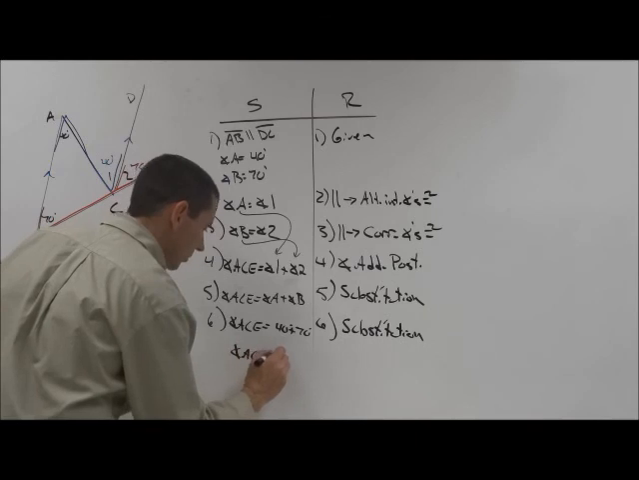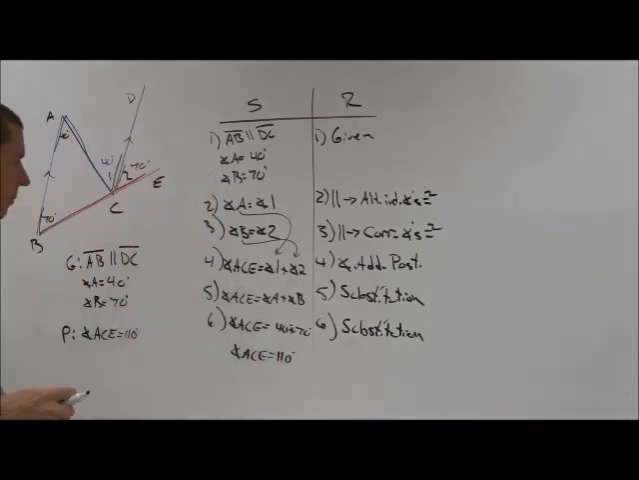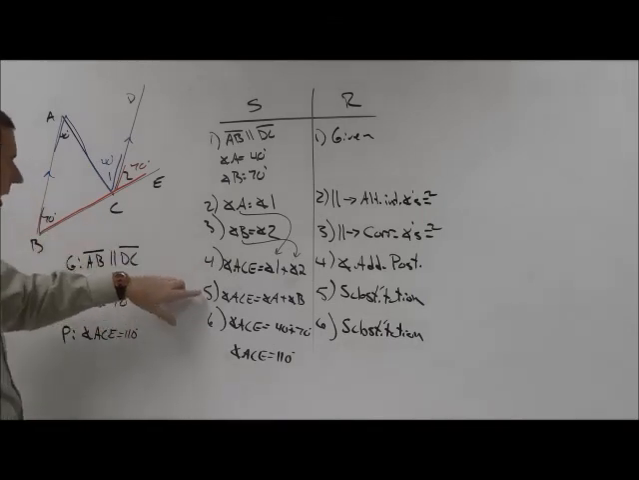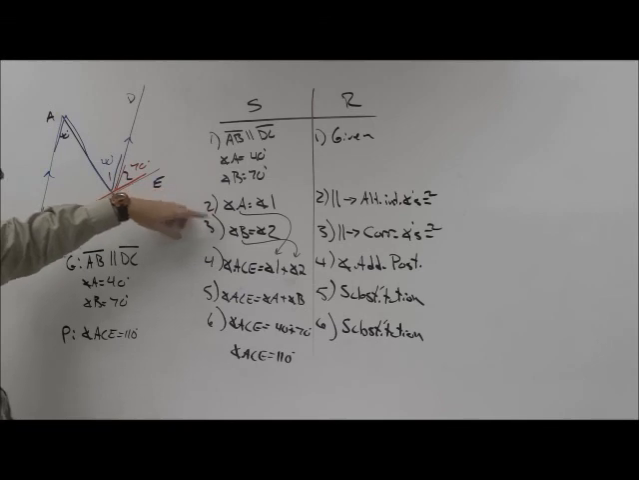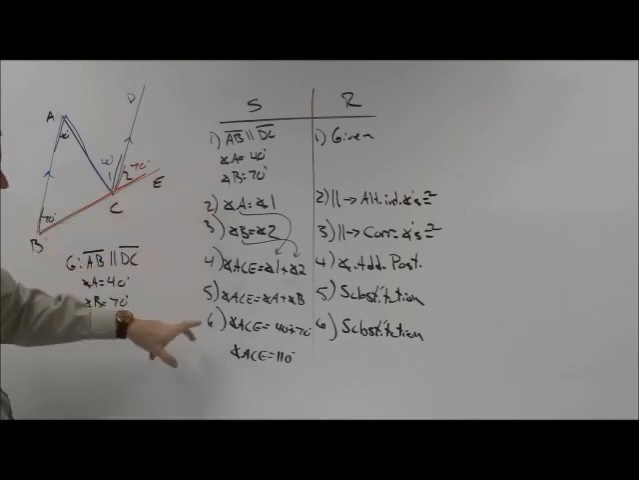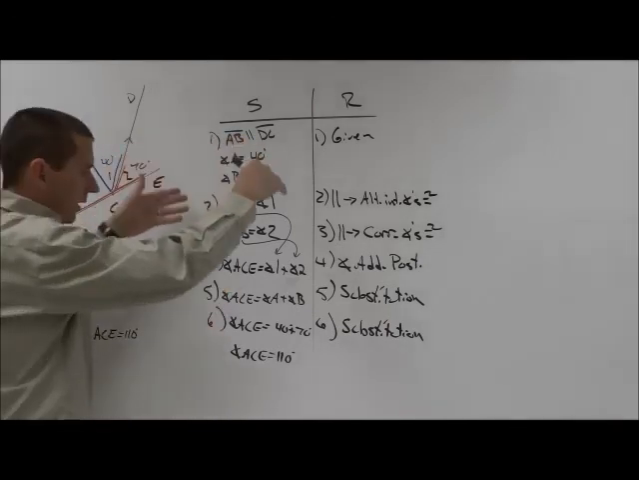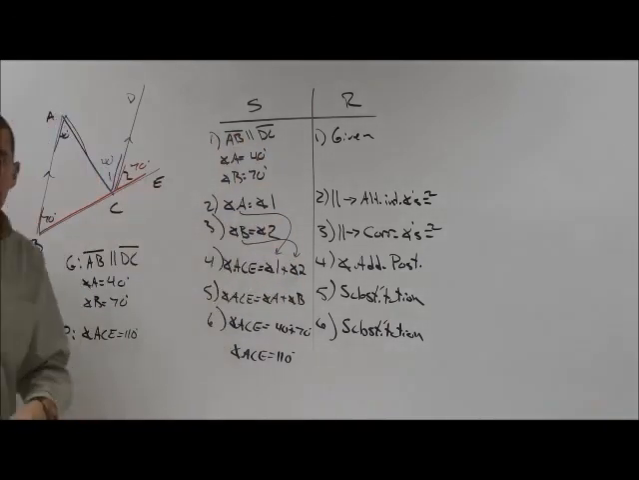Angle ACE equals 110 degrees. Bam, we are done. Again, could I have substituted up here and said angle 1 equals 40, angle 2 equals 70, and then substituted down here? Take your pick, but to me, this proof makes sense as we go through it and it flows.